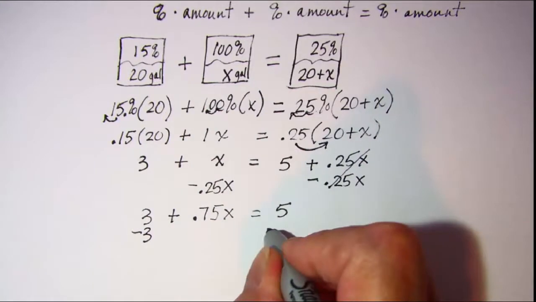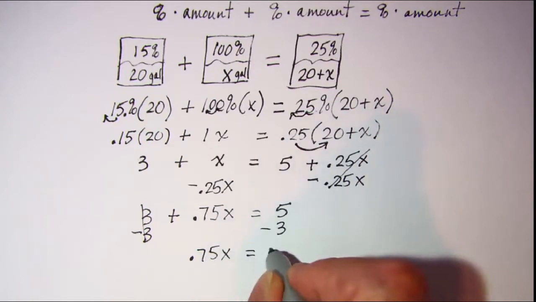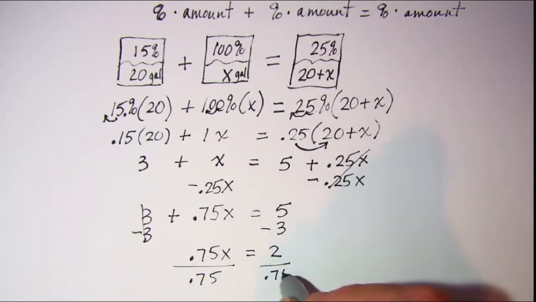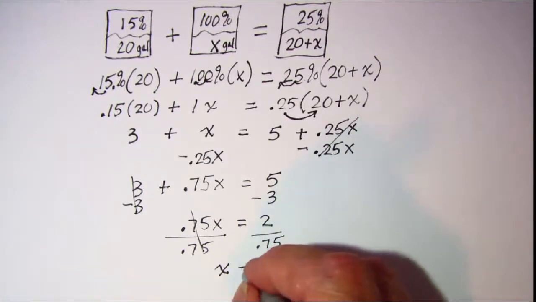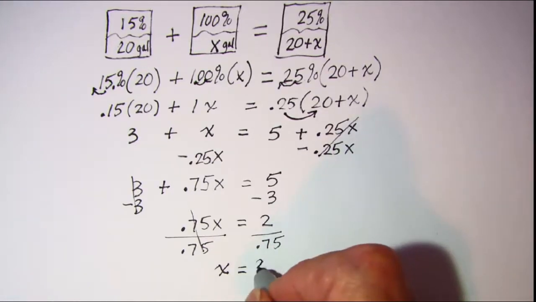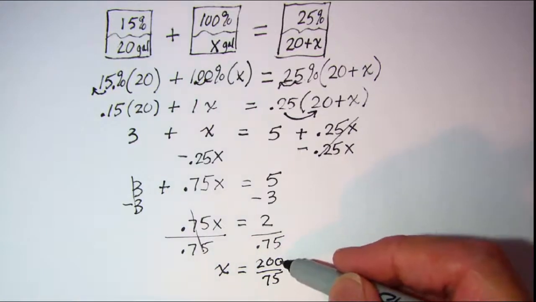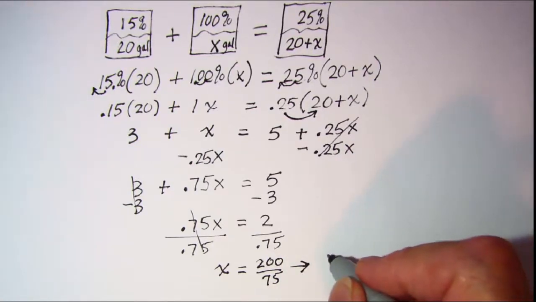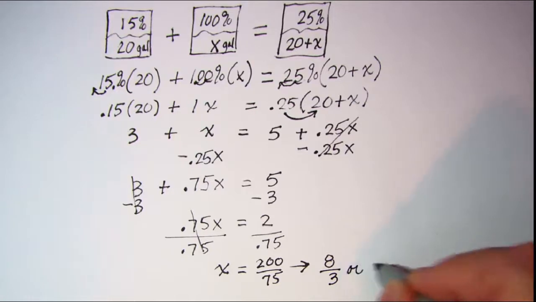Subtract 3 from both sides, these will cancel, 0.75x is equal to 2. Divide both sides by 0.75. These will cancel. And x is equal to, I'm going to do this without a calculator. I can multiply up here by 100 and get 200, and multiply on the bottom by 100 and get 75. So this was actually 200 divided by 75, which is 8 over 3, or 2 2/3.